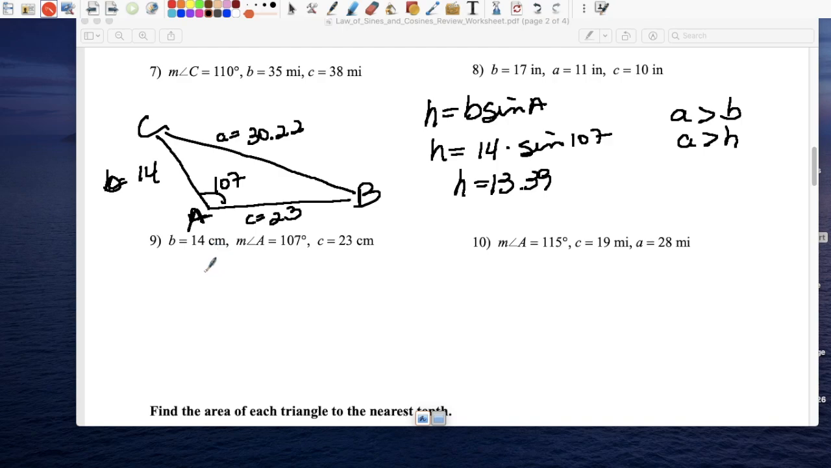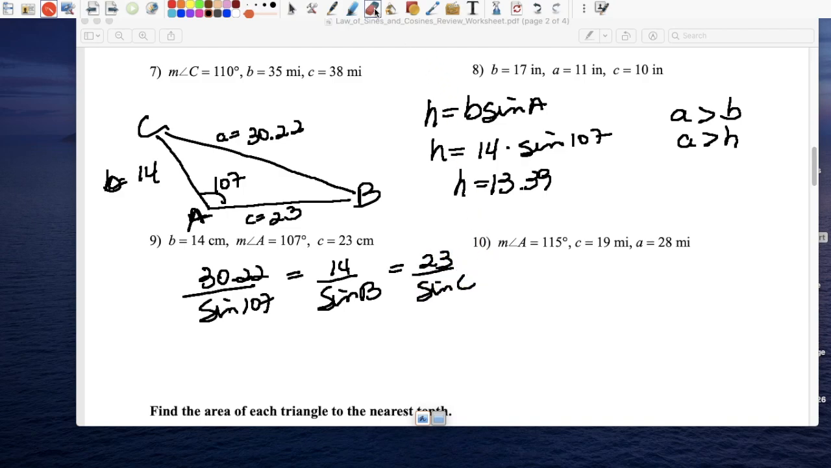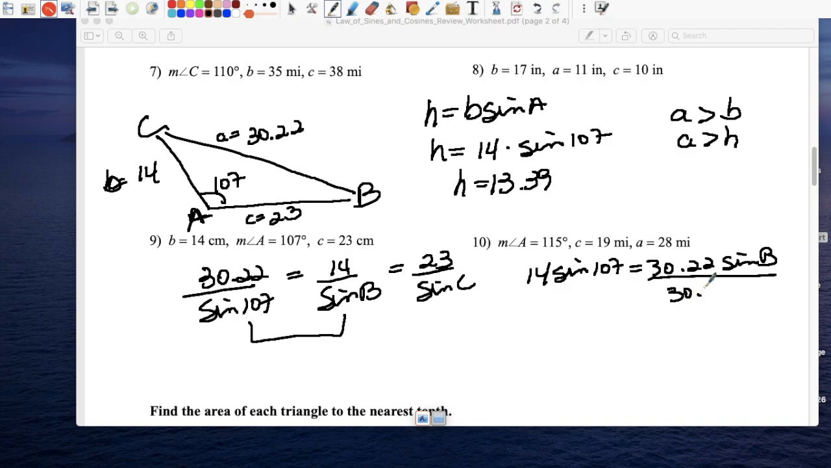So we're going to go 30.22 over sine of 107 equals 14 over sine of B, and then 23 over sine of C. We only have to do this once. We're going to cross multiply these two. We're going to find angle B, and then we're going to subtract 180 minus angle B and angle A to get angle C. So that's the easy part. So we get 14 sine of 107 equals 30.22 sine of angle B. We're going to simplify. We're going to divide this by 30.22. We're going to divide that by 30.22.